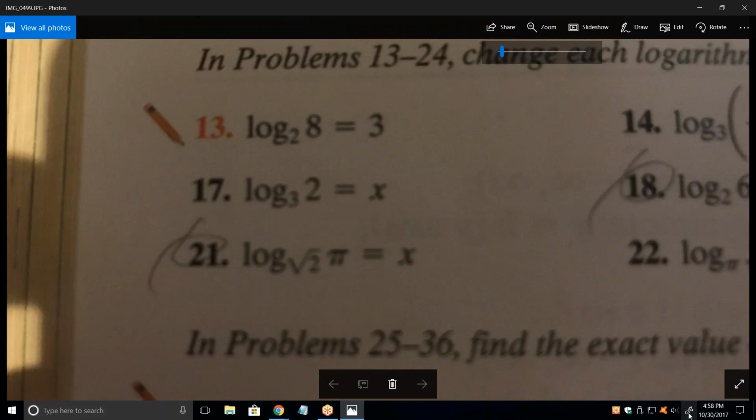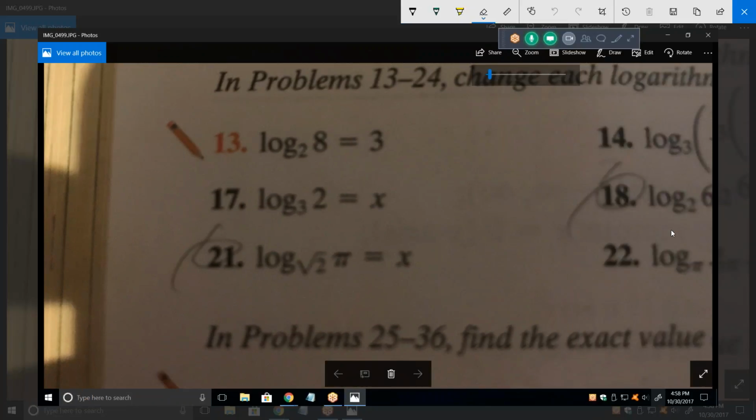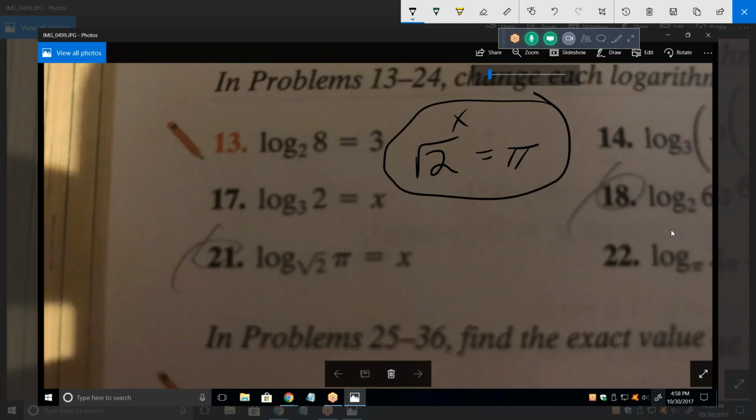So convert this. Okay, so is that just the square root of 2 to the power of x equals pi? Simple as that. Again, if I were to give you that, you wouldn't be able to solve it without converting it to logs. You take your exponential expression, you convert it, and believe it or not, that is just a number. There is no variable there. You can put that into your Inspire and it'll give you a number.